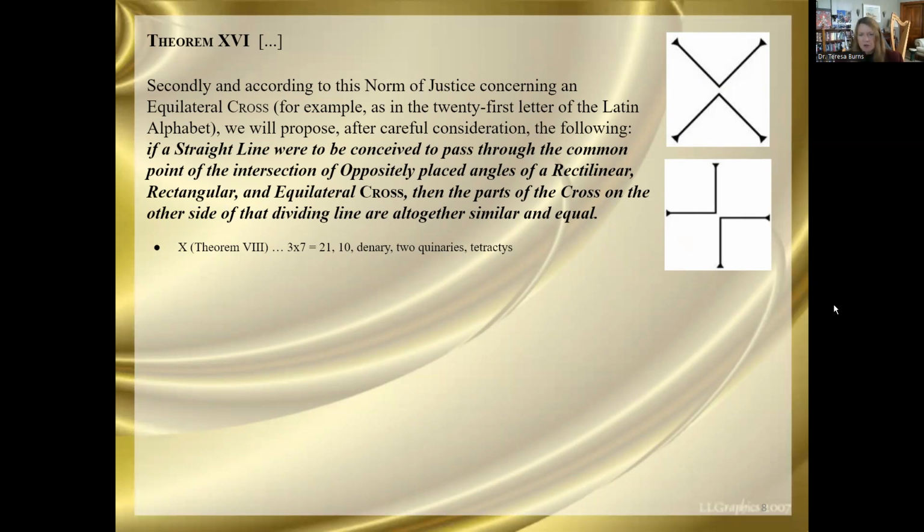Okay, so also X, as we have talked about, Roman numeral 10, referred that to the denary, to quinaries, the tetractys, the top point of the tetractys is a monad, and so on. All these concepts we've been working on all the way through.